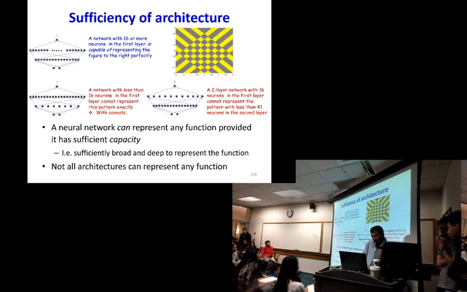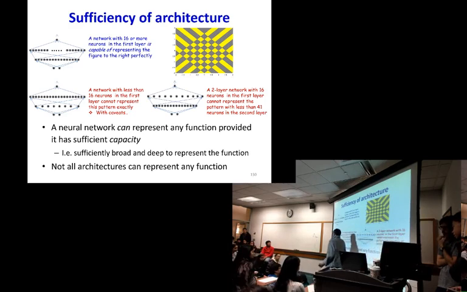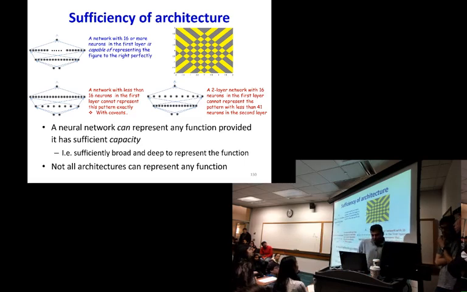So, now, which means a neural network can represent any function provided it has sufficient capacity, if it's sufficiently broad in every layer, sufficiently deep. So here, for example, in the second layer, instead of having 16 neurons, or whatever, it's 46. If I chose to have only 45, can I get this figure? It's going to be lost, right?